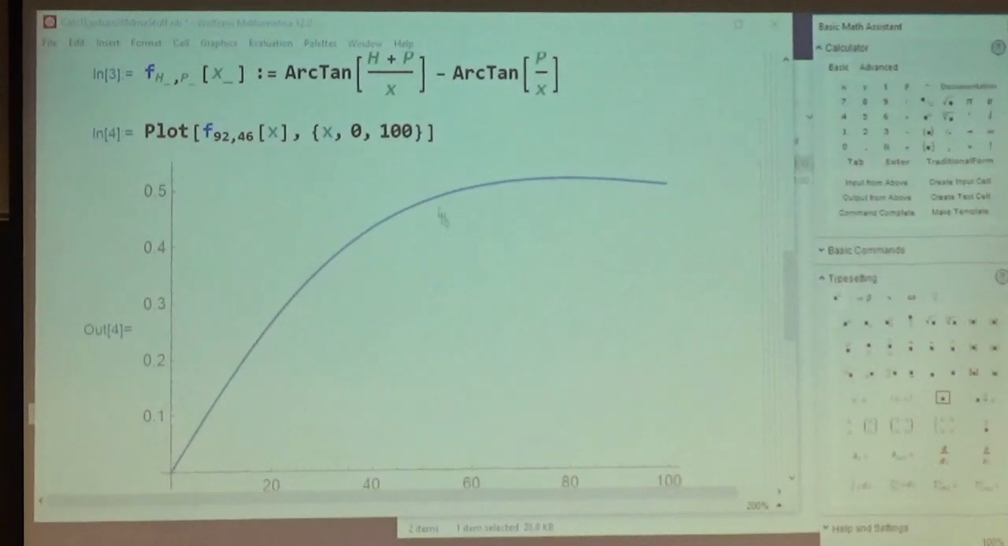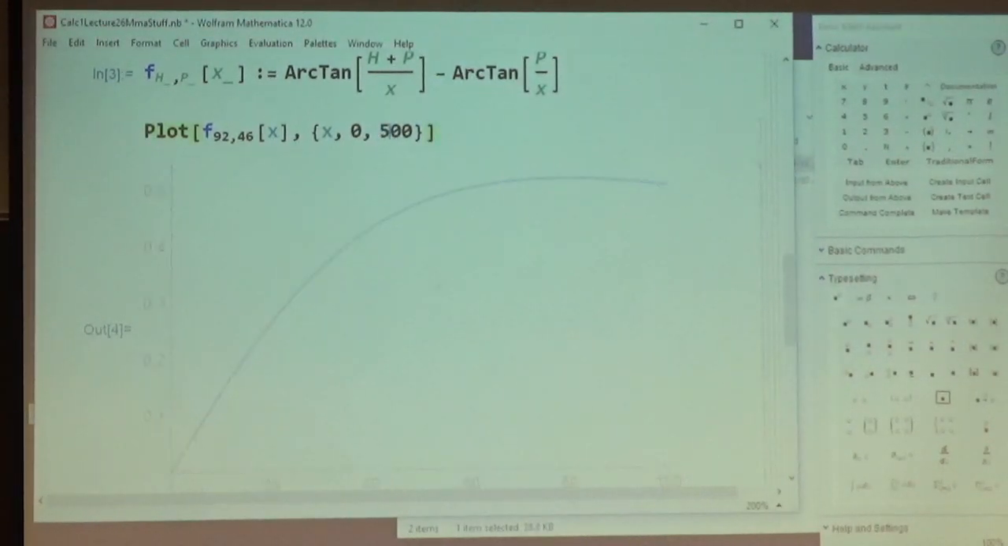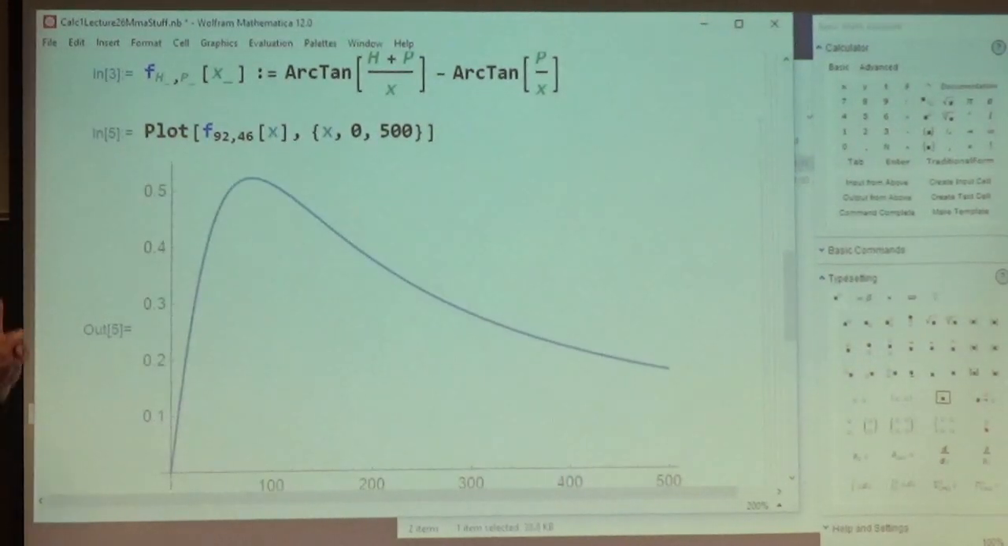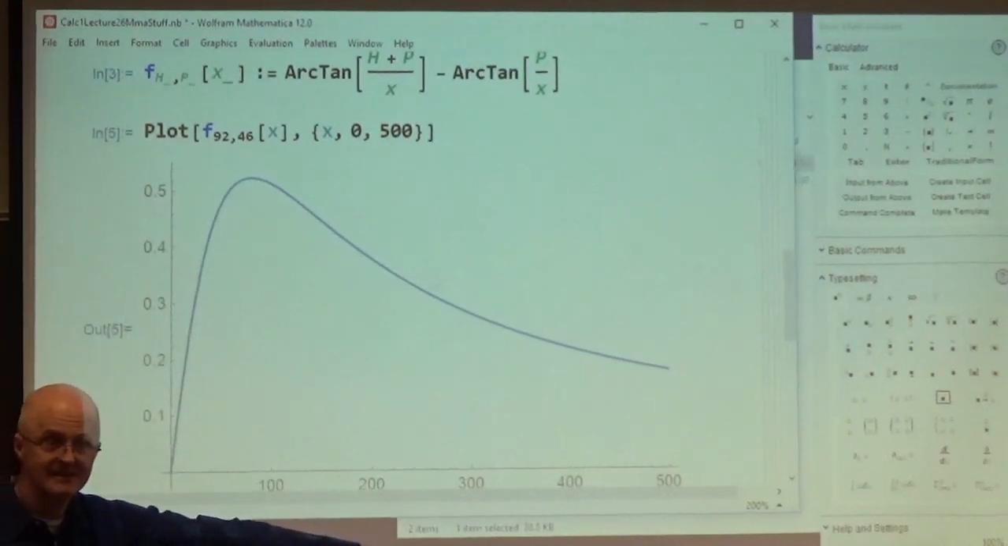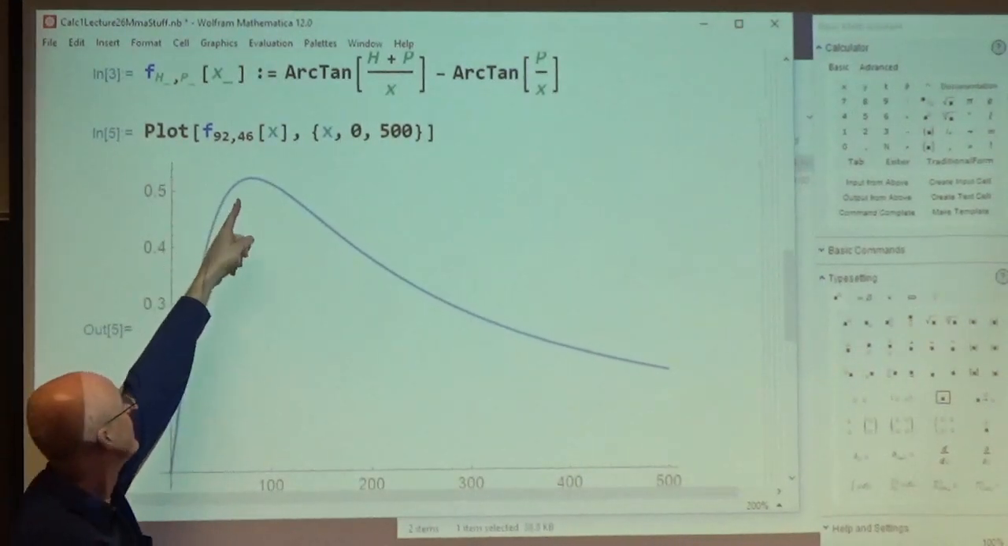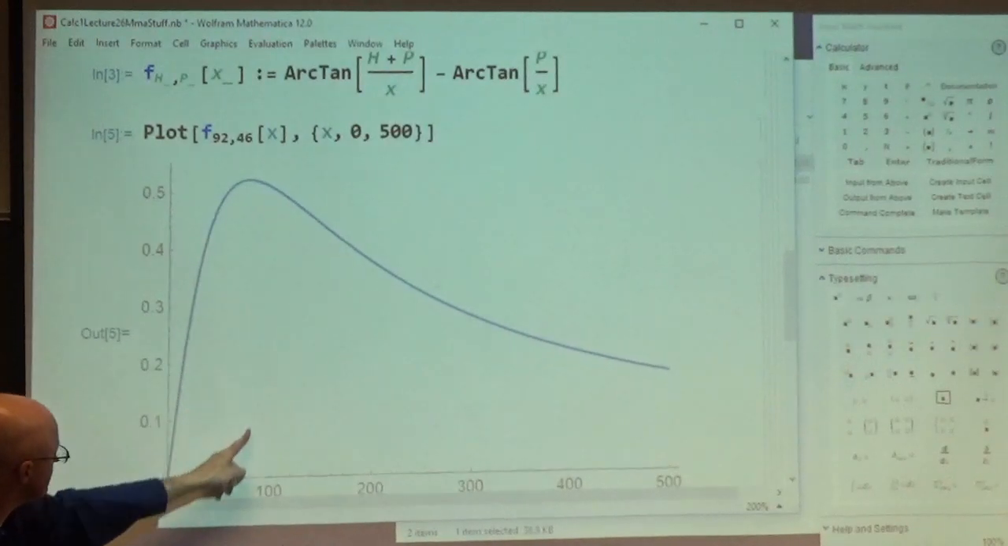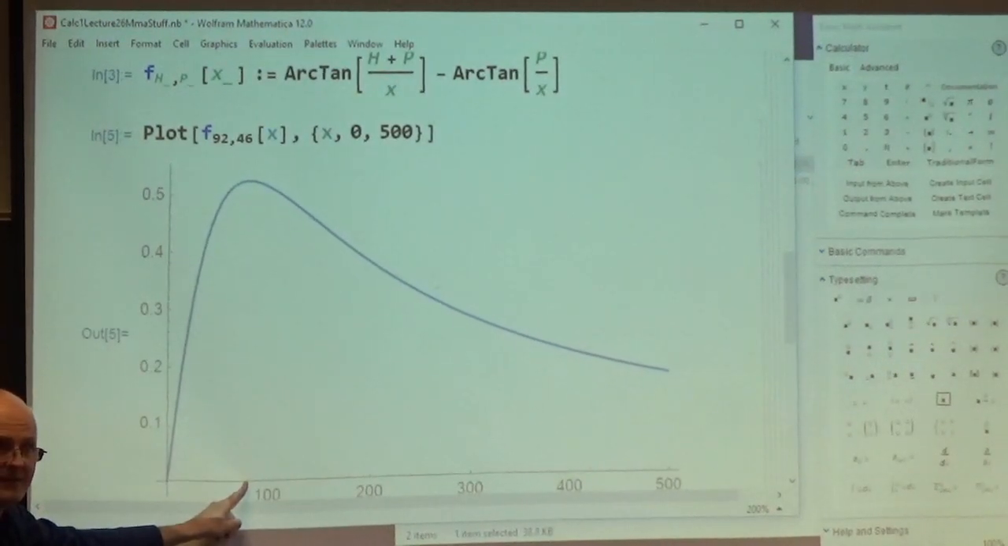There's the graph. I'll go past 100. You'll see it change even more. I'll say to 500. That's theta as a function of x. You can see it's maximized when x is around, yeah, maybe 70-something.